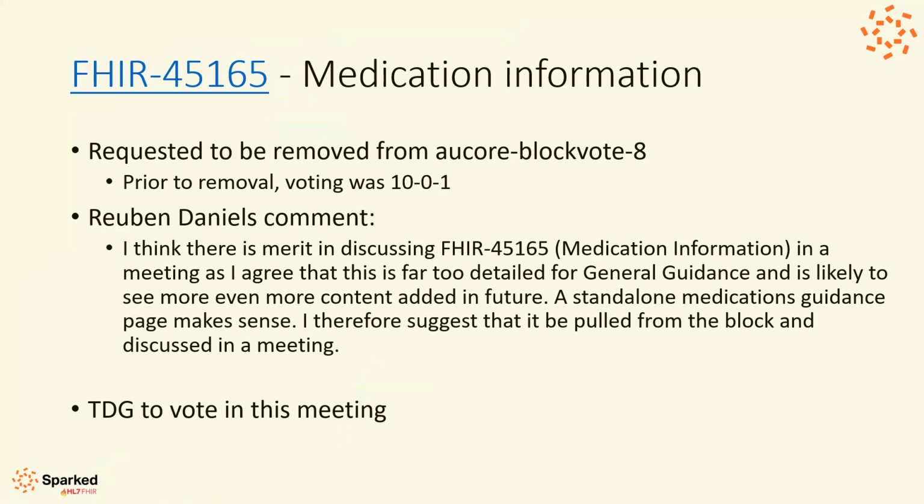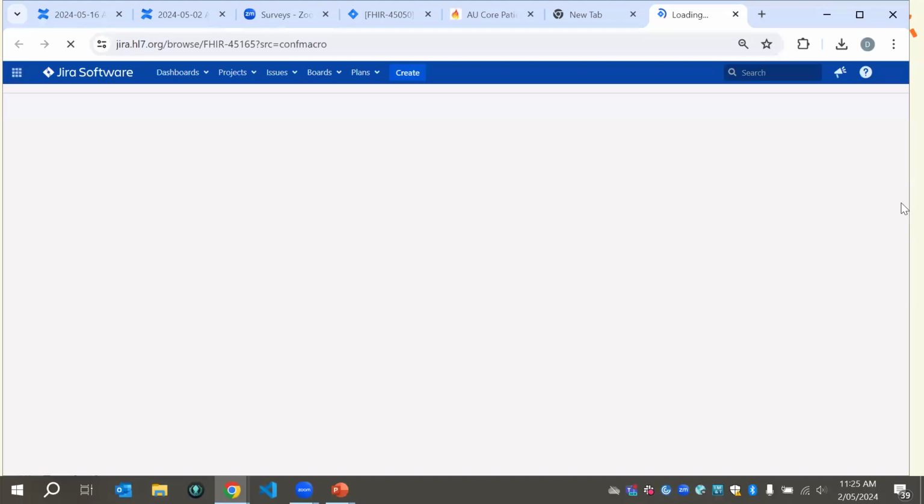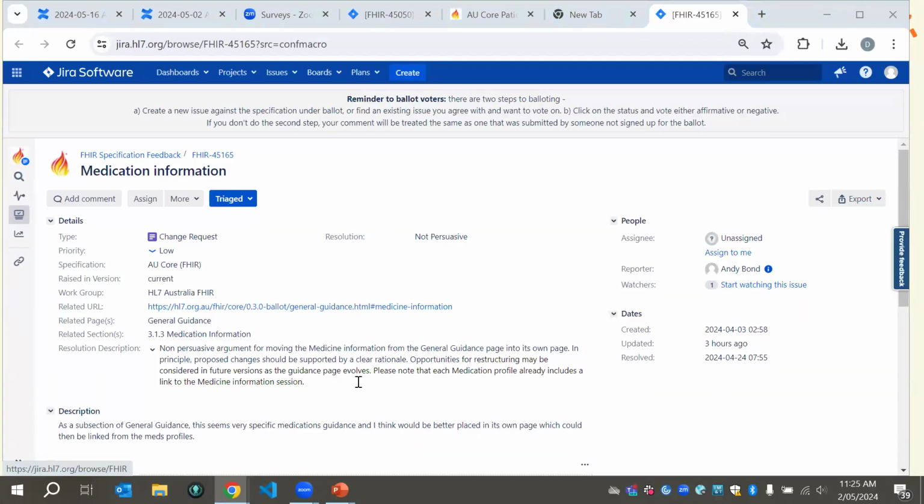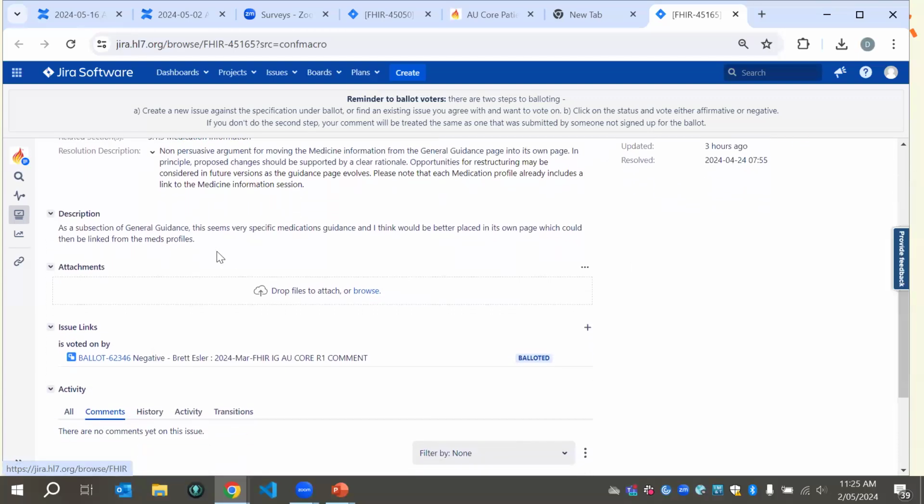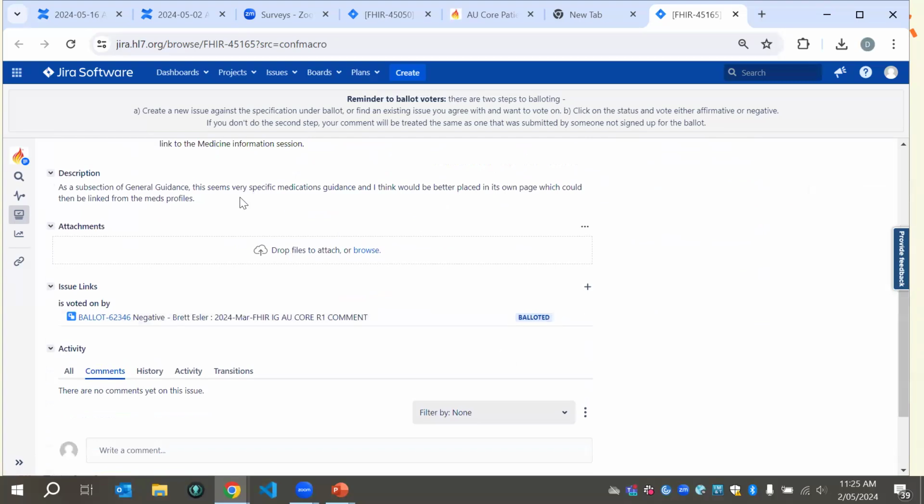All right. So let's move to the other medication, the other refer to telecon. So there's this one from 45165, medication information. So let's go to that one. So this one is editorial in nature. It is referring to the fact that there's a section called medication information in the general guidance page, and that it seems very specific and it would be better placed in its own separate HTML page, which could then be linked to the meds profile.